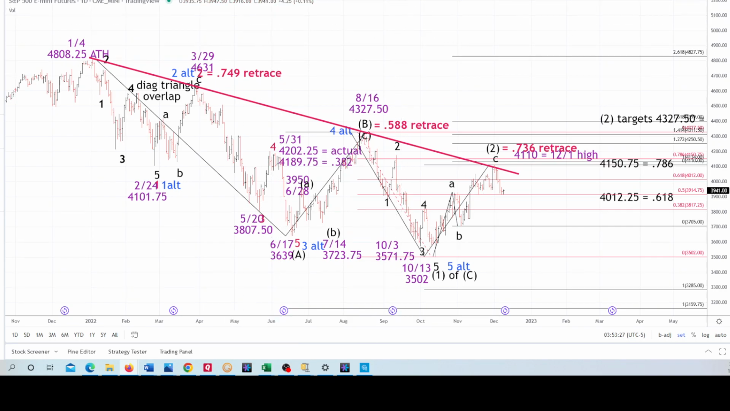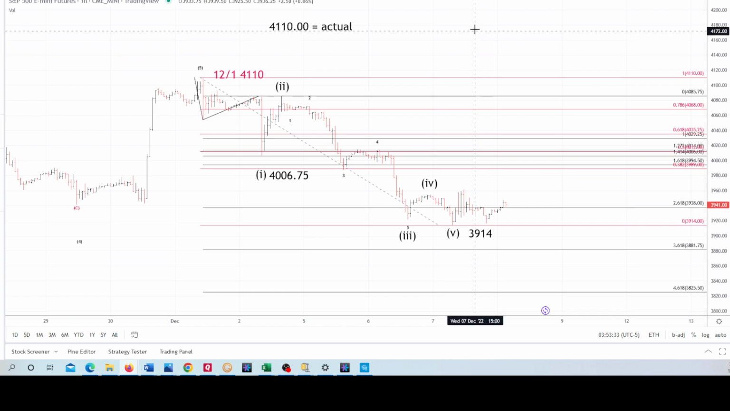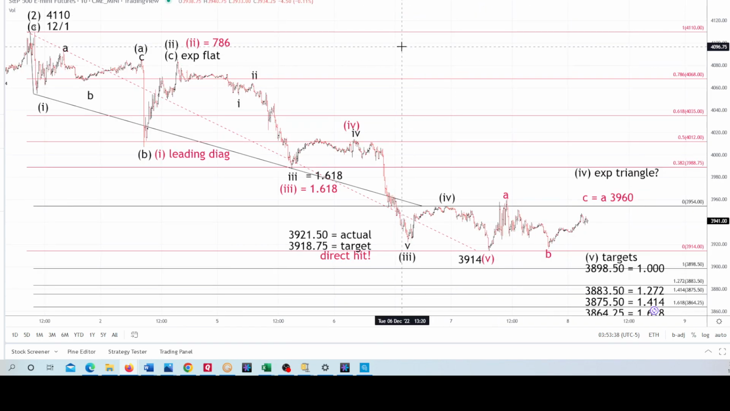Let's look at, I got that 3 target and those retraces. Yeah, let's get a little closer here. Let's go straight to the 10-minute because I got more on there, okay? 10-minute, there is that wave 2 high at 4110 on December 1st. Got a couple different wave counts in here, and they really tried to play some tricks. Well, the first trick they played was running it up to 4110. Okay, that was between the 618 and the 786.